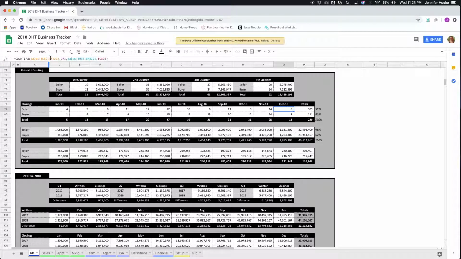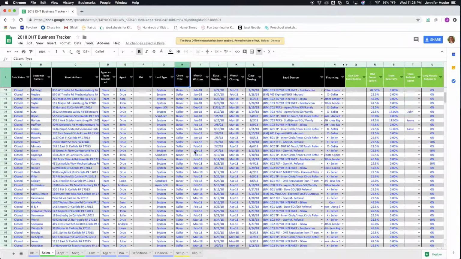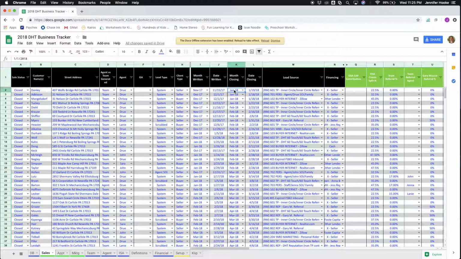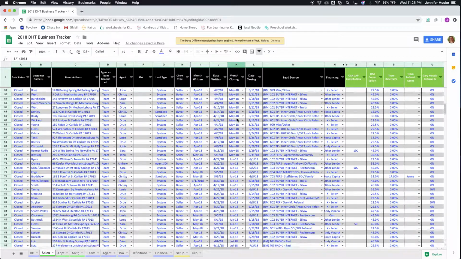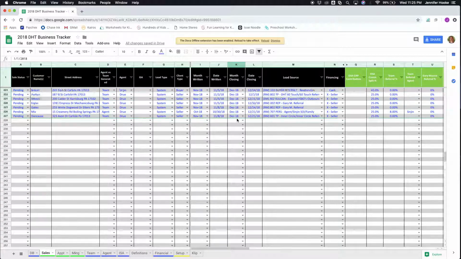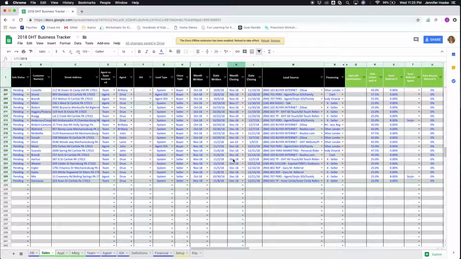So let's dig a little bit deeper into the formula and make sure that it's including all of the transactions on the sales input sheet. So if I look at this range here of cells, it's going from K2 through K223. So if I look on the sales input sheet, K2 is right here, and K223 is down here. So it's only including transactions down to row 223.